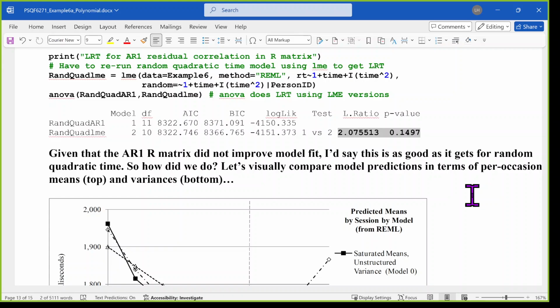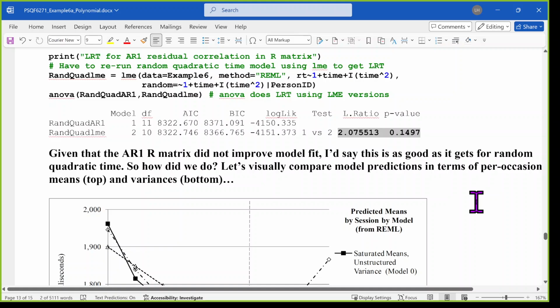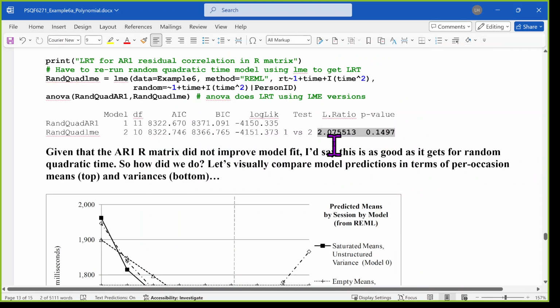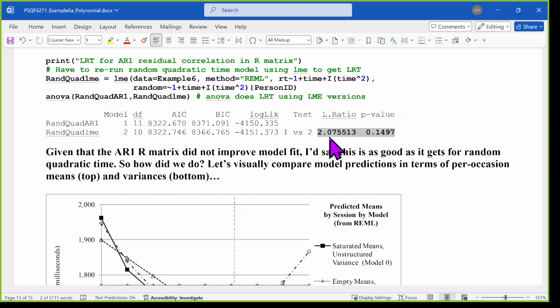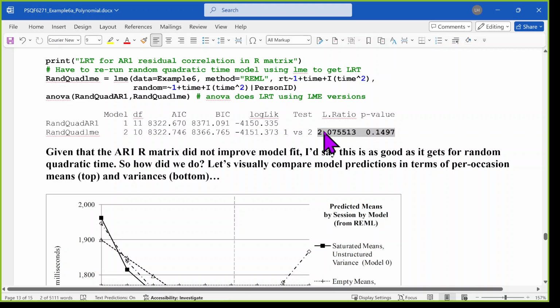Yep, not better. That's exactly how I would phrase it. Adding this new parameter did not make the data taller. It did not improve the log likelihood. So I say fine, good enough. So the random quadratic model that we ended up with, this one's not a significant improvement. I'd say that's about as high as I would go based on the patterns in the data.